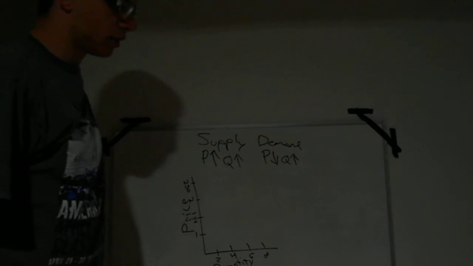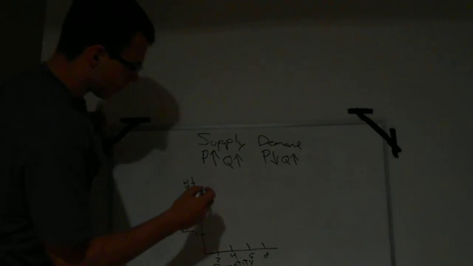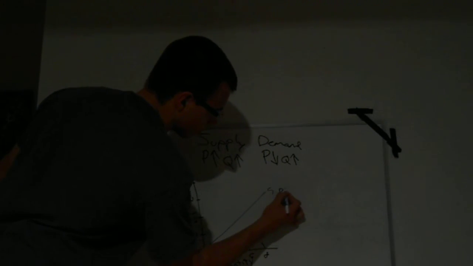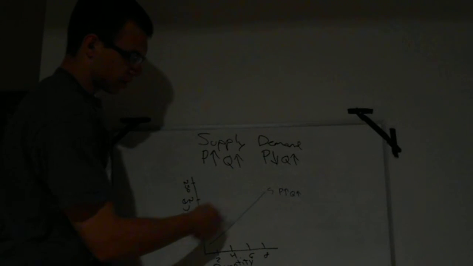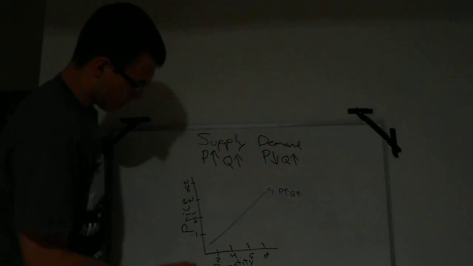So the supply portion of this graph is this blue line. That's supply. So what's supply? Price goes up, quantity goes up. And that's why this curve is always going up. If you buy 2, it's at $1.